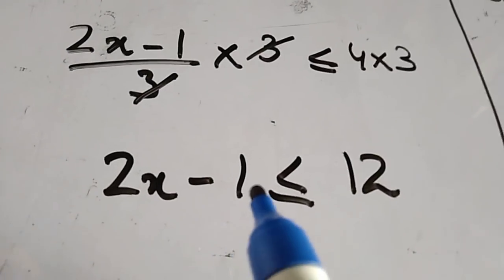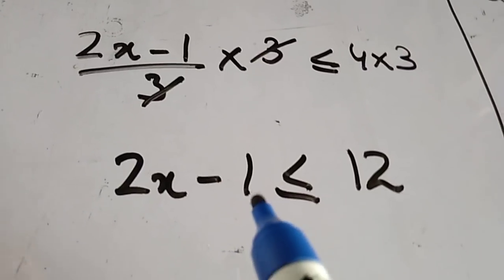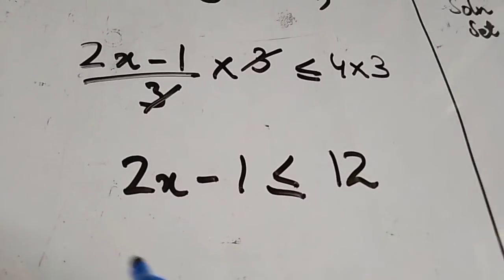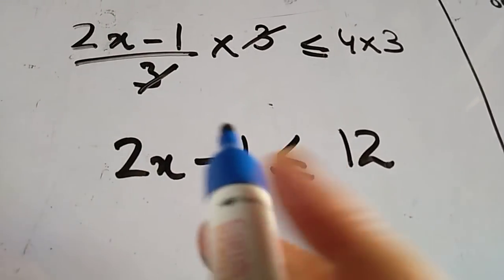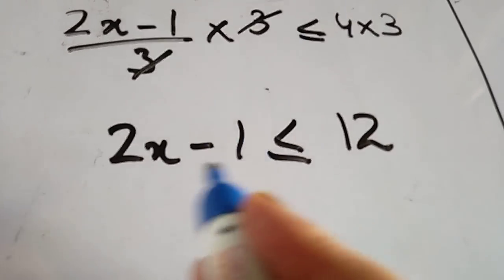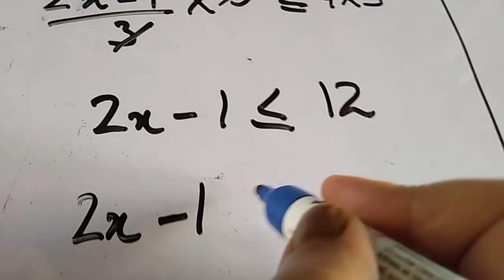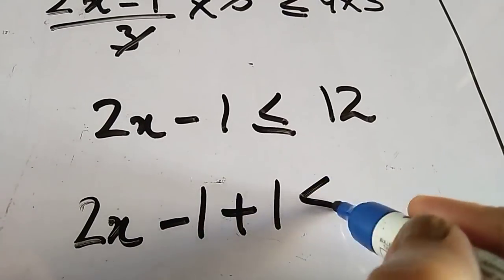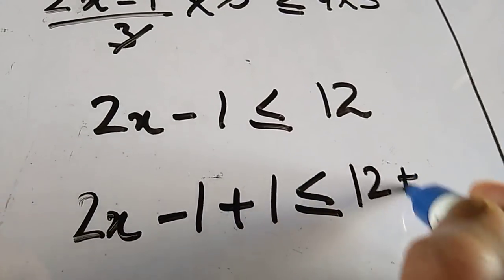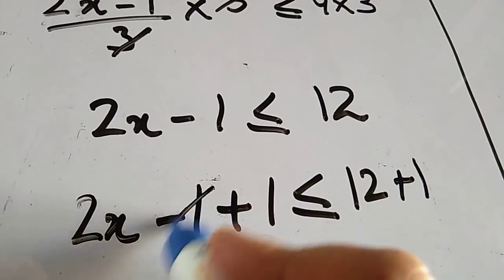Understood. Now it's the chance for minus 1 to be removed. So how will we remove this minus 1? By adding 1 to both sides. So 2x minus 1 plus 1 is less than or equal to 12 plus 1. Clear? Now see, it cancels.